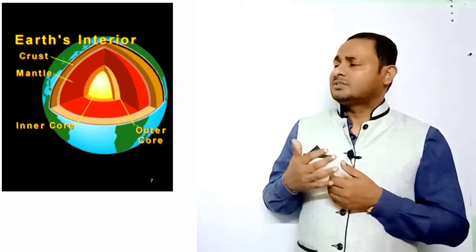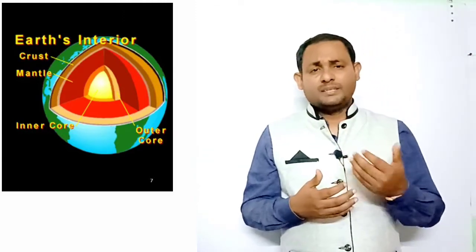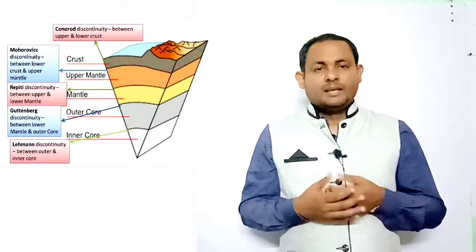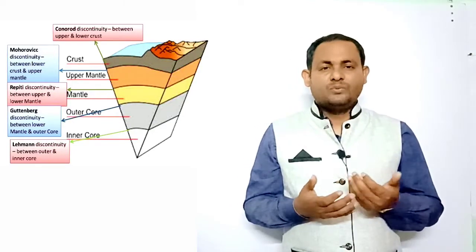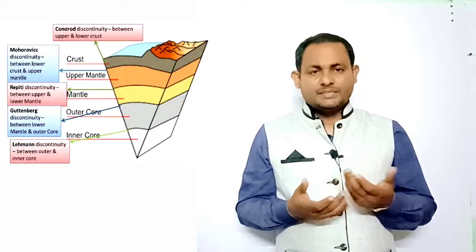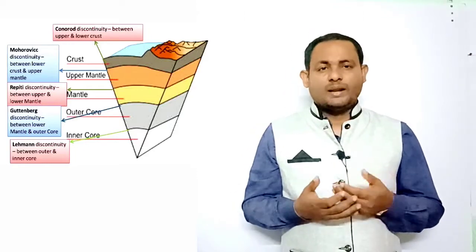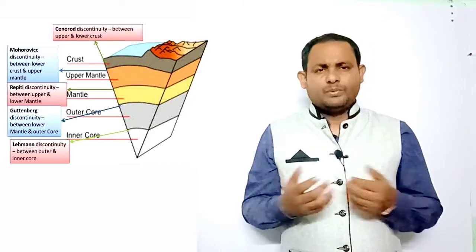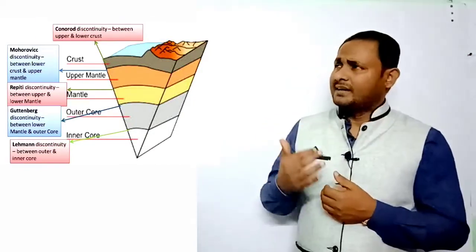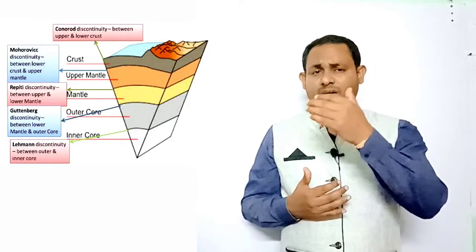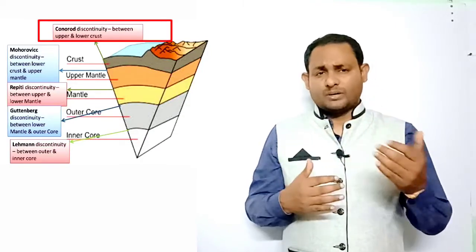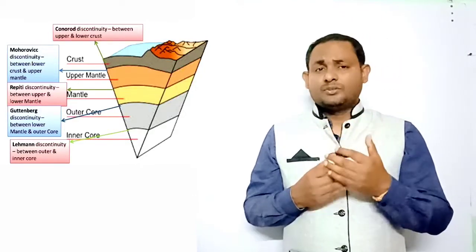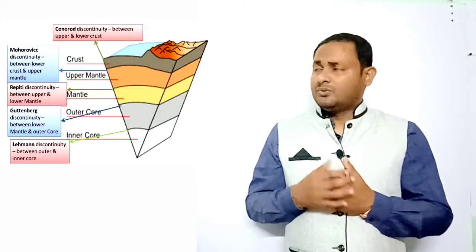Next I talk about the seismic discontinuities. There are some discontinuities that are very important for NET. Listen carefully. Seismic discontinuities add to the distinguishing division of the earth into the inner core, outer core, lower mantle, upper mantle, and the crust. Number 1, the Conrad discontinuity. The Conrad discontinuity refers to the zone between the upper crust and the lower crust.